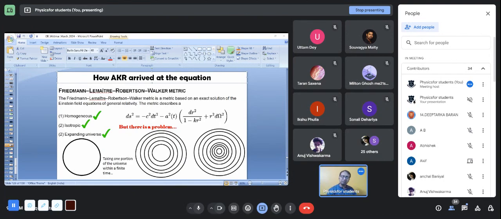Are you clear till now? I'm trying to tell you why we know that dark energy is increasing with the expansion of the universe. So, no, it is not violating. I will tell you why.